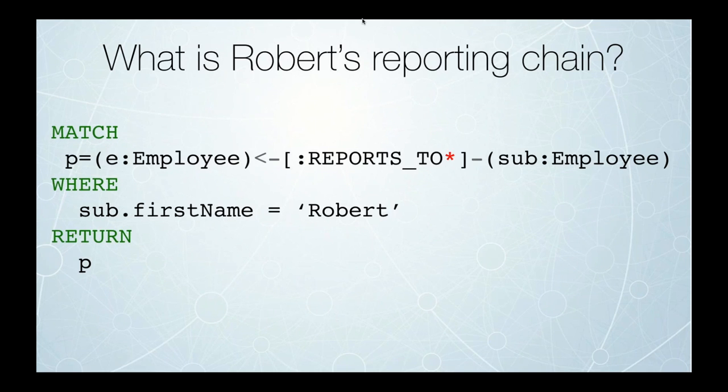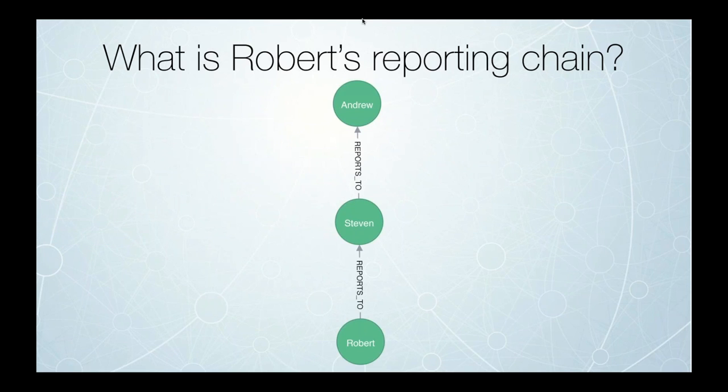Now getting to something that's a little bit more graph-like here, let's say we want to get the path between a subordinate who reports to an employee, but we can see that asterisk next to the reports to relationship. That means that we want to traverse any number of levels of relationships between Robert and other managers. We want to get all of them. So in this organization, it's very simple. We can see that Robert reports to Stephen and Stephen reports to Andrew. In a much larger organization, you'd see many more nodes here, but the way that you query it is the same. You just have that asterisk next to the reports to relationship.